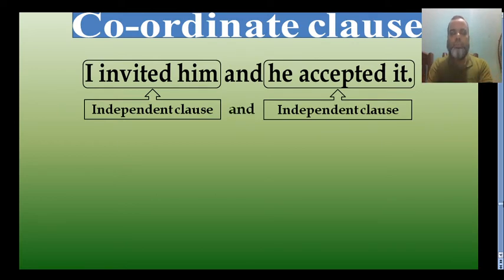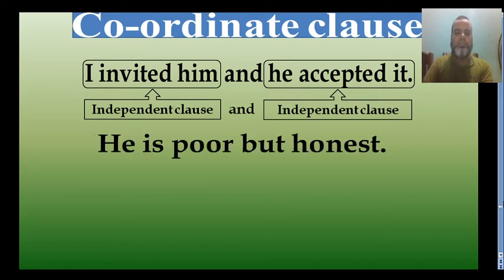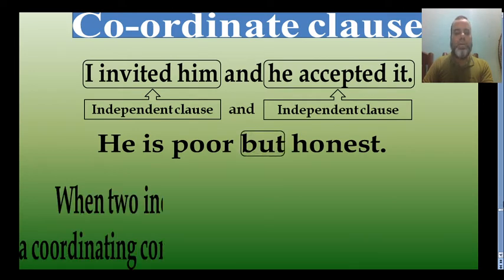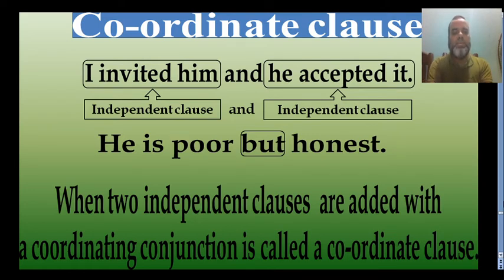And these two principal clauses are attached with a conjunction, and. He is poor but honest. This but is a conjunction. By this but, he is poor and he is honest, these two principal clauses are attached or joined. So, when two independent clauses are joined with a coordinating conjunction, it is called a coordinate clause.